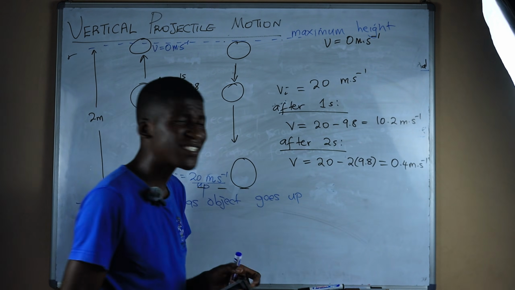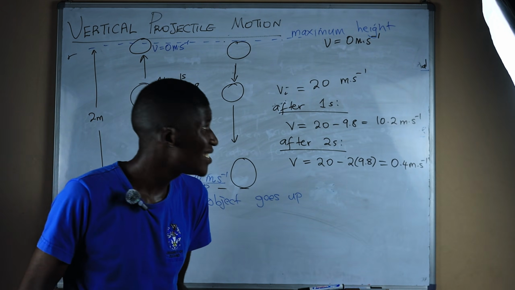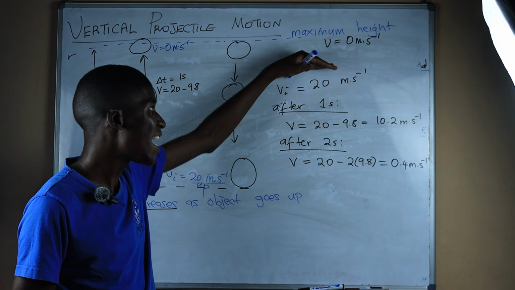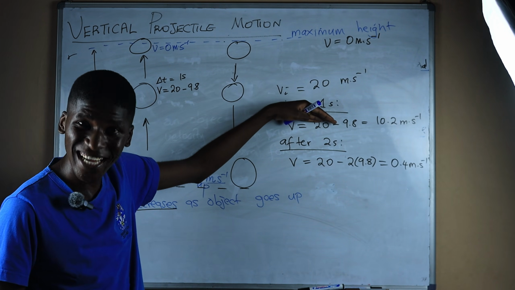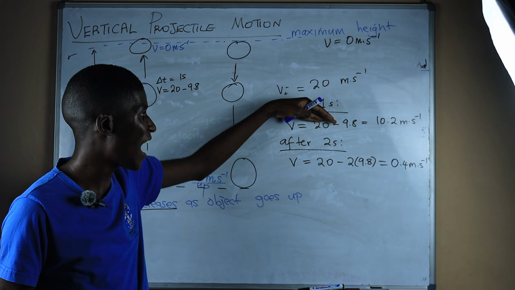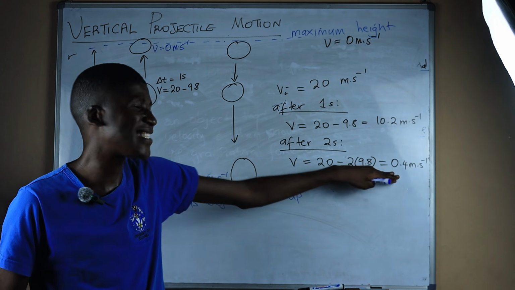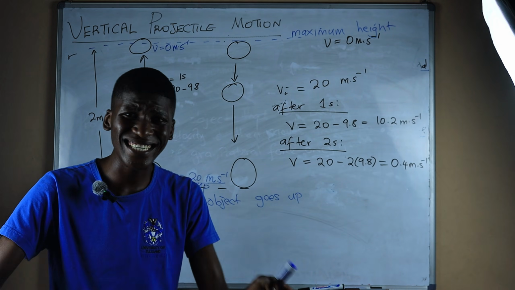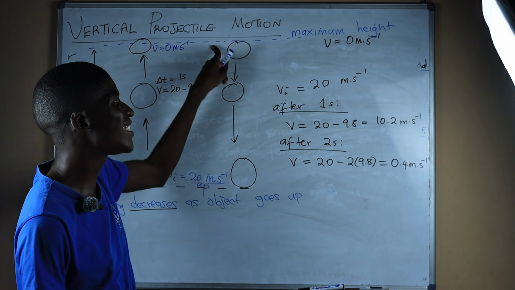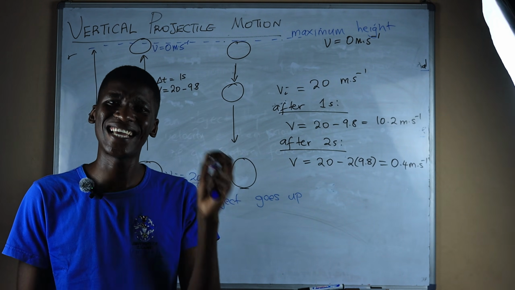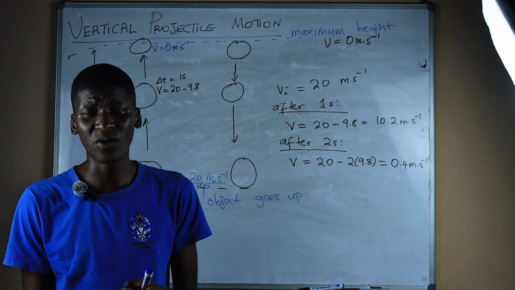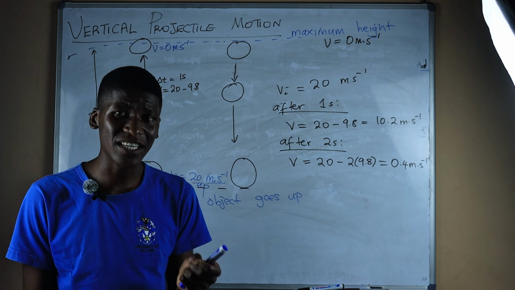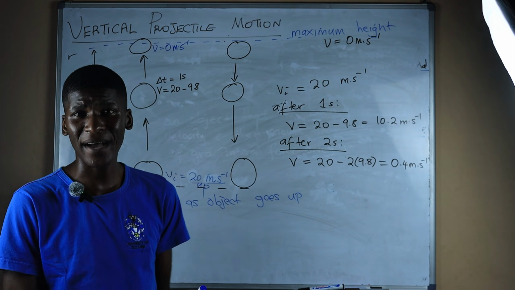Do you see that the velocity keeps on decreasing? You see, at first it was 20 meters per second. After 1 second, it is now 10.2 meters per second. After another second, it's now 0.4 meters per second. It will keep on decreasing until it reaches 0 meters per second at the maximum height. Okay? Until it reaches 0 meters per second at the maximum height.